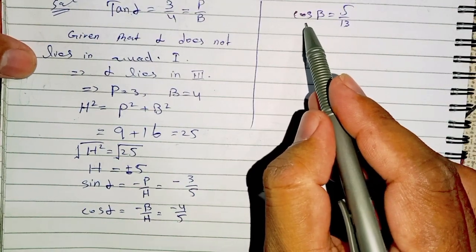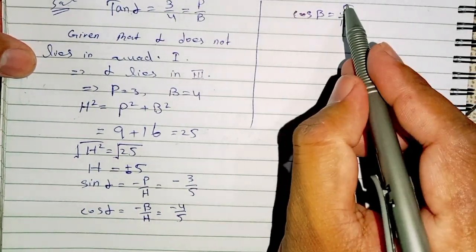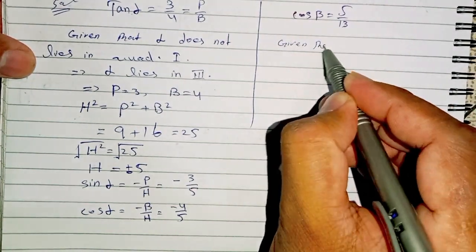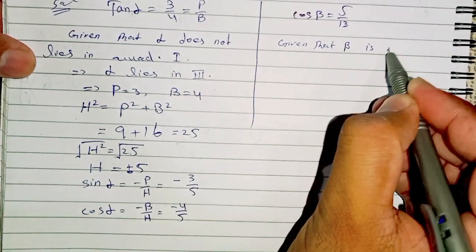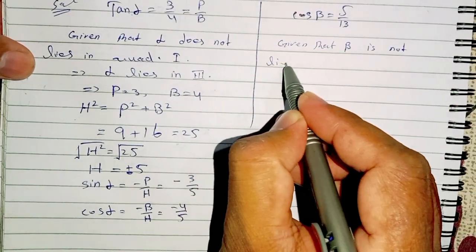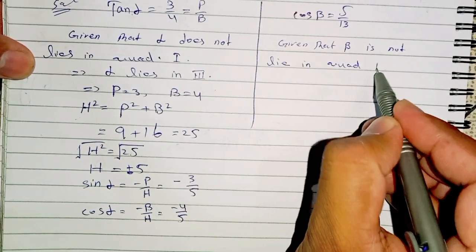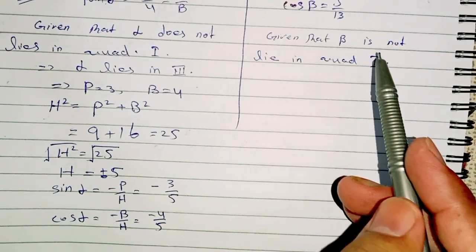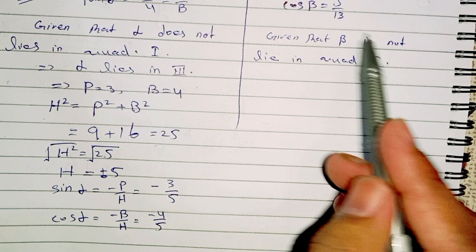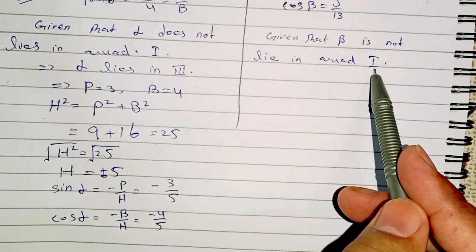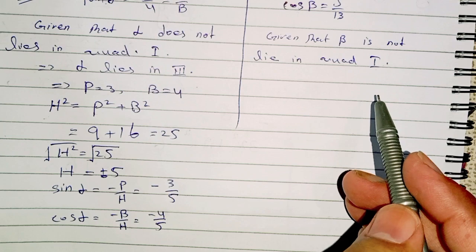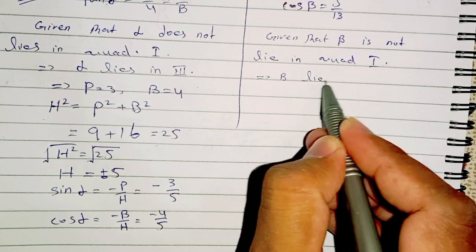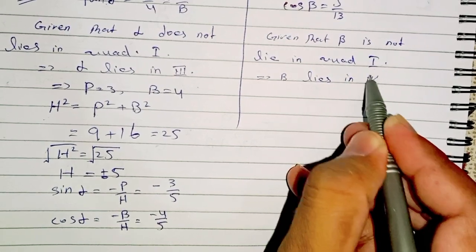Now we find the value of cos beta. Cos beta is 5 over 13, and given that beta does not lie in quadrant 1. Since we know that cos function is positive in first and fourth quadrant, and in the question it is given that beta is not in first quadrant, it means beta will be in fourth quadrant. This implies that beta lies in fourth quadrant.